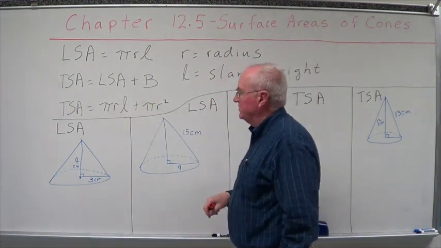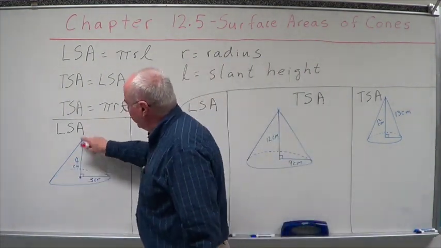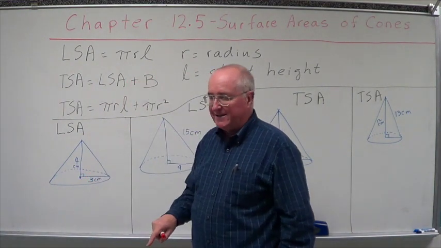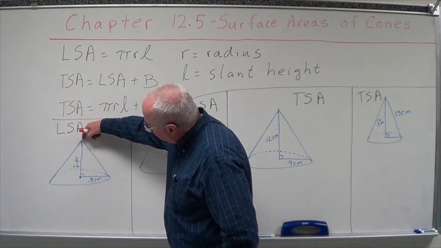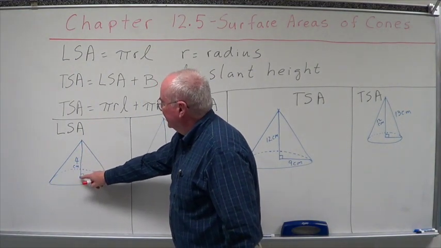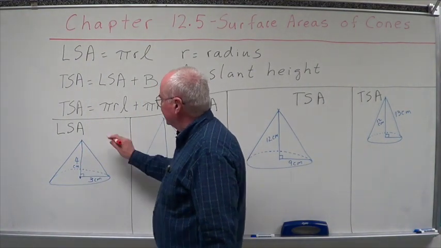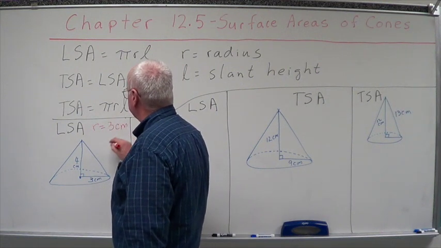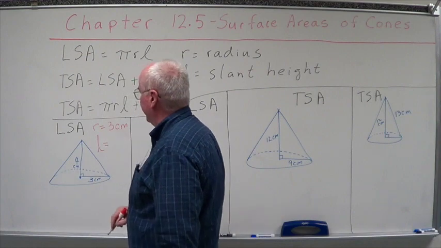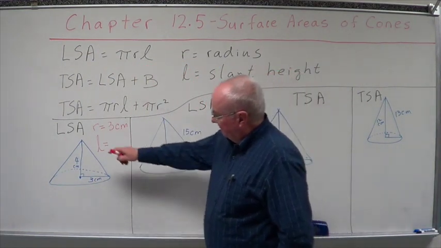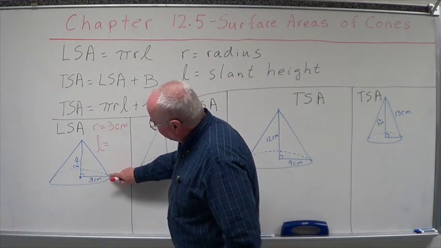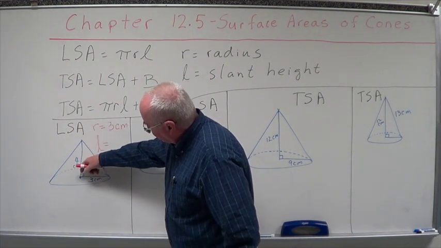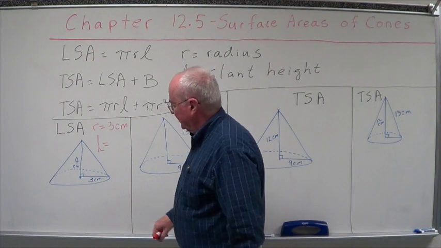So here are our equations. We've got a cone here. Here's the vertex. This represents the center of the base. This is the perpendicular from the vertex to the center of the base. So this would represent the radius. So our R equals 3 centimeters. Now what we need to know is our L. Well, this is a right triangle. This here would represent our L. This is the altitude of the cone. This is the radius of the cone.